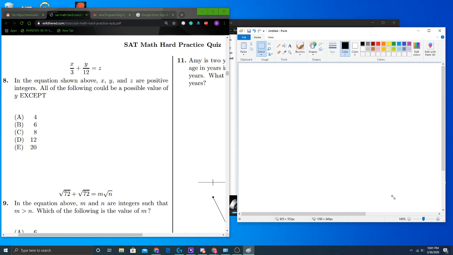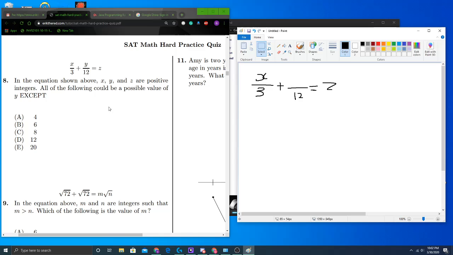So let's do y equals 4, x over 3 plus 12. Let's run it with 4. We know that 4/12 is just 1/3. You get a positive whole number here just by putting, let's say, x equals 2/3. So 2/3 plus 1/3 is equal to 1. So we're just trying to verify which ones do not work.